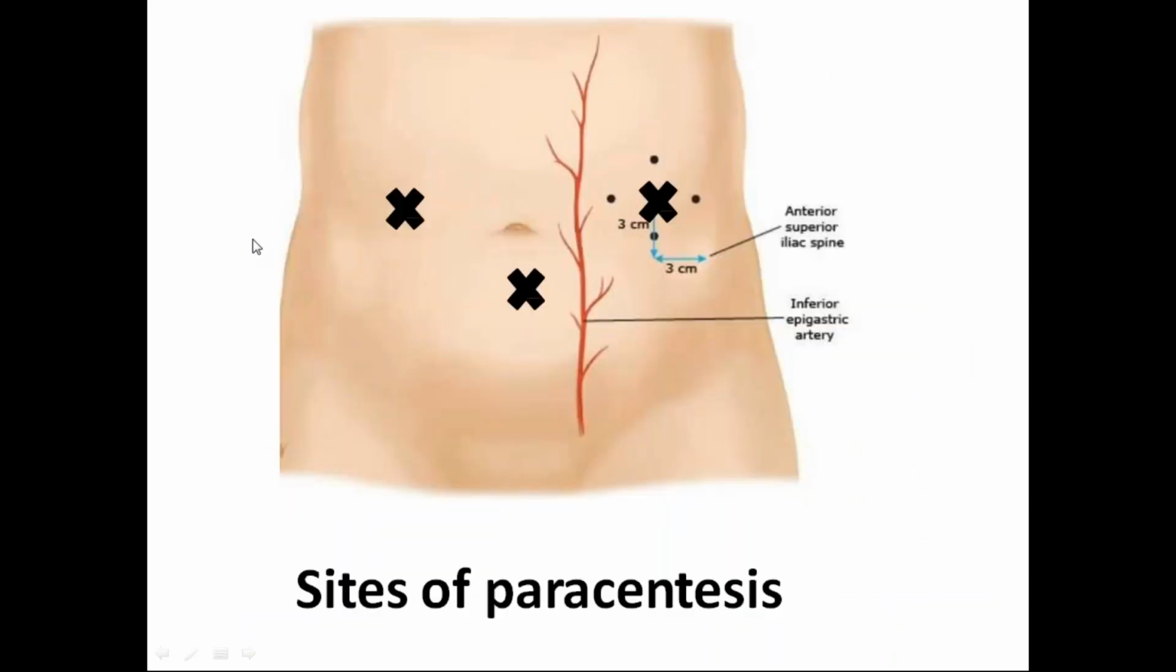Okay. So these are the sites of paracentesis. Three centimeters medial and superior to the anterior superior iliac spine is the commonest site of paracentesis. The next site will be just below the umbilicus. Paracentesis is removing fluid from which place? Peritoneal cavity. Not only the peritoneal cavity, paracentesis thoracis is also there, and paracentesis abdominis is also there. Paracentesis thoracis is done in pleural effusion cases, and abdominis for ascites.